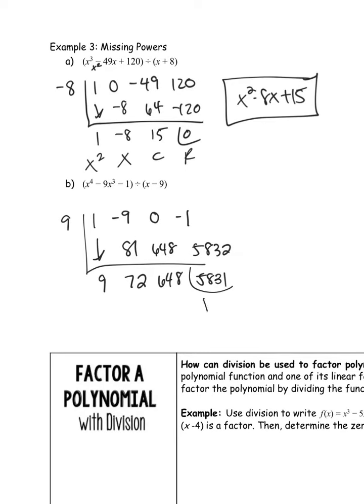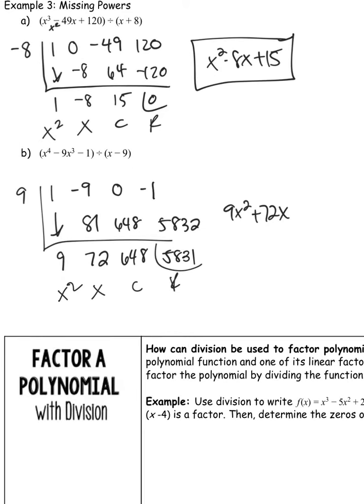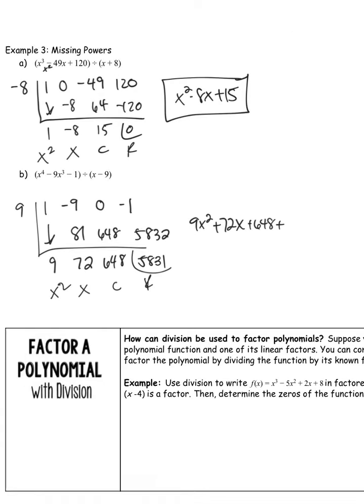We get our remainder, constant, x squared, 9x squared plus 72x plus 648 plus 5831 over x minus 9.